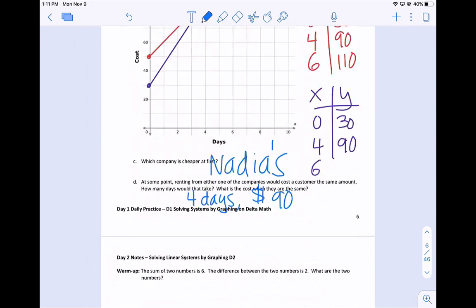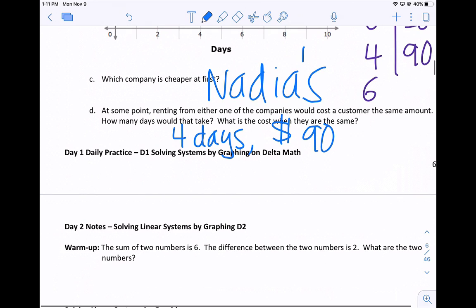All right, so today, again, you're going to log on to deltamath.com. You're going to look for Day 1 Solving Systems, and you're going to try those problems, and we'll go over any questions that you have next time in class.